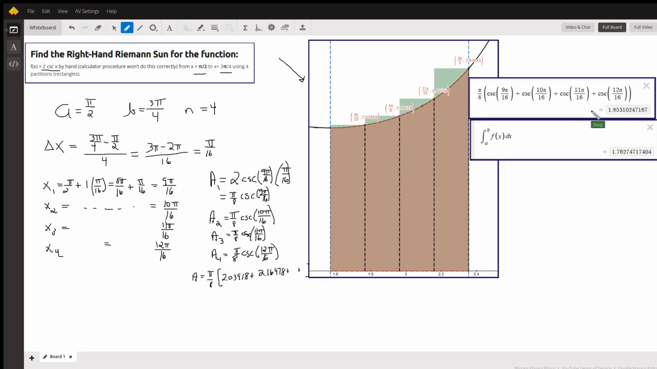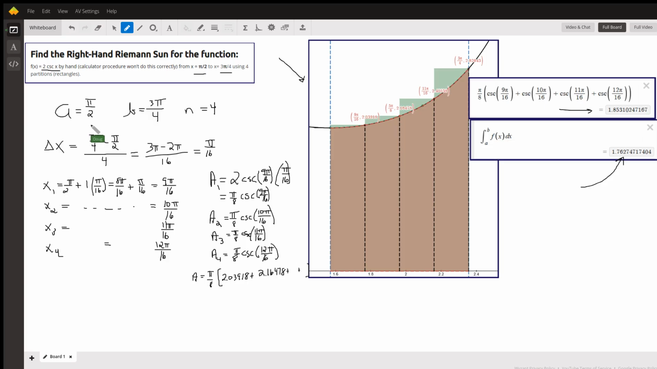Here's the approximate area, the sum of the areas of those 4 rectangles. This is the actual area under that function. So the green portion of that picture is the overestimate. So how do you do this by hand?